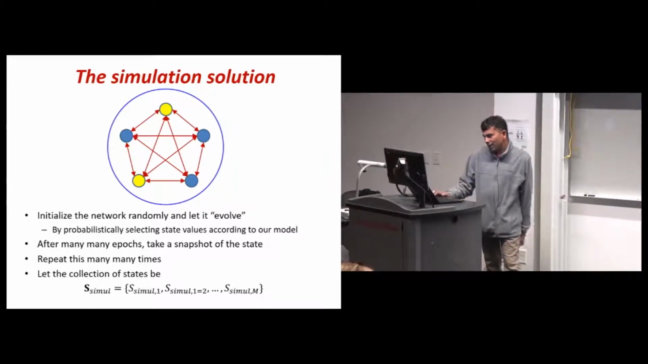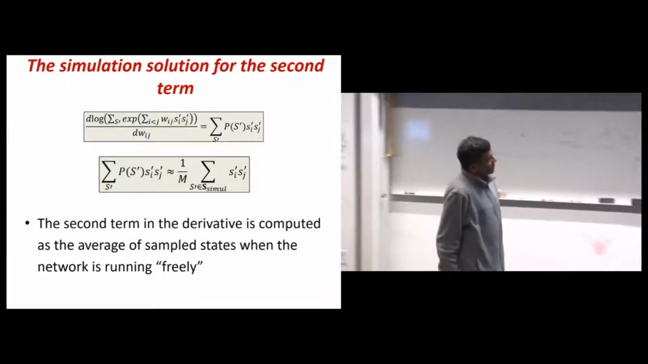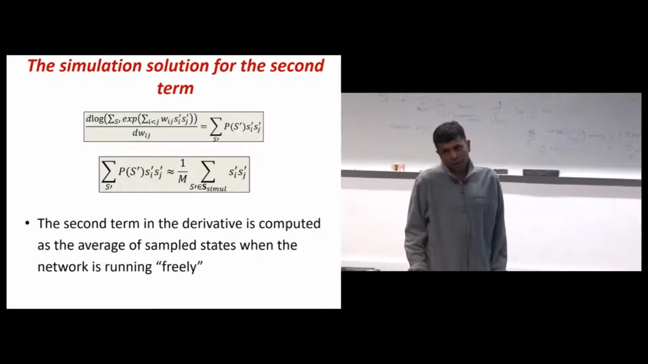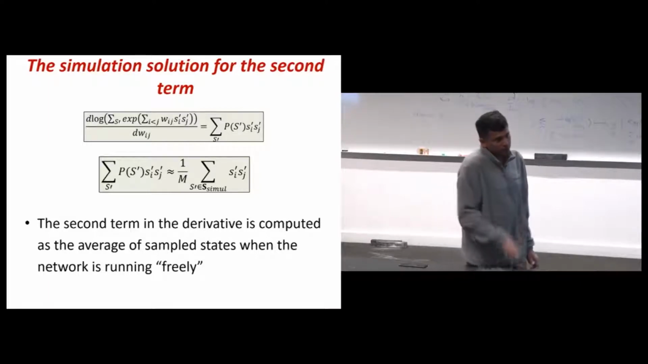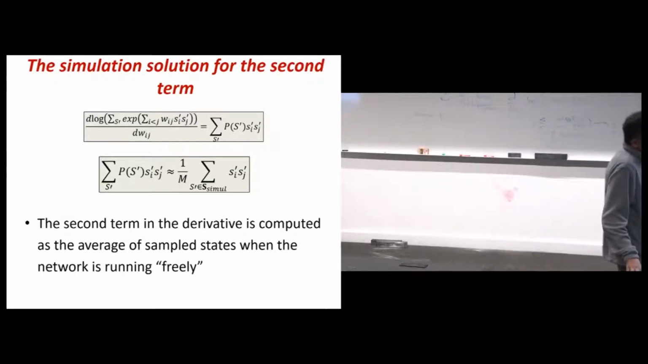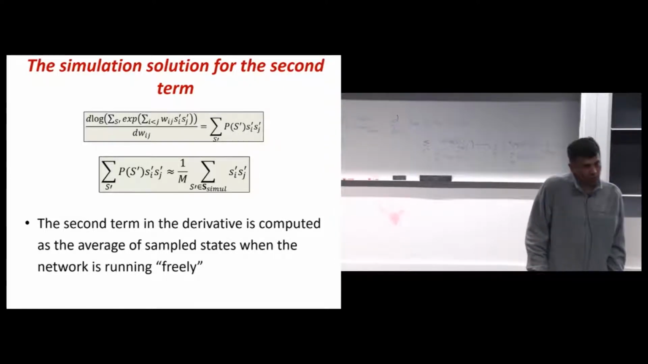And then I'm going to say that my derivative of the denominator can be approximated as the average of the pairs of bit values computed over all of my snapshots. It's an empirical estimate for the expectation that you have in the upper term.